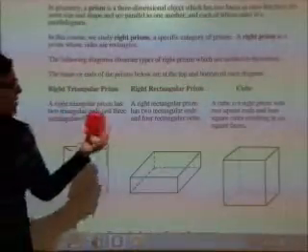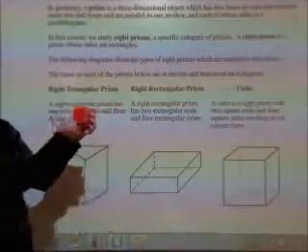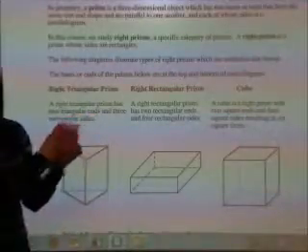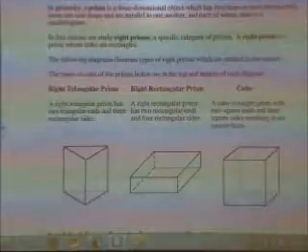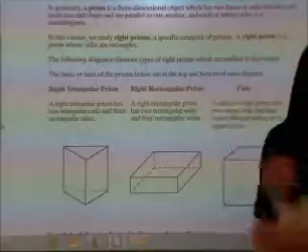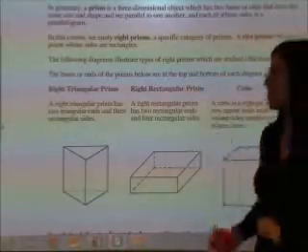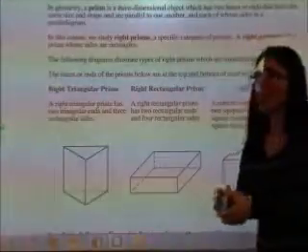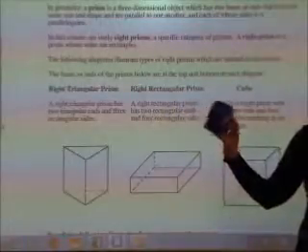And then we can have a square prism, because this is a square shape. I could have a rectangular prism. A Kleenex box is a rectangular prism, because the base is a rectangle. So this would be a rectangular prism. This would be a square prism because the base is a square. And then I have this one, which we call a cube, because all 6 sides are the same.